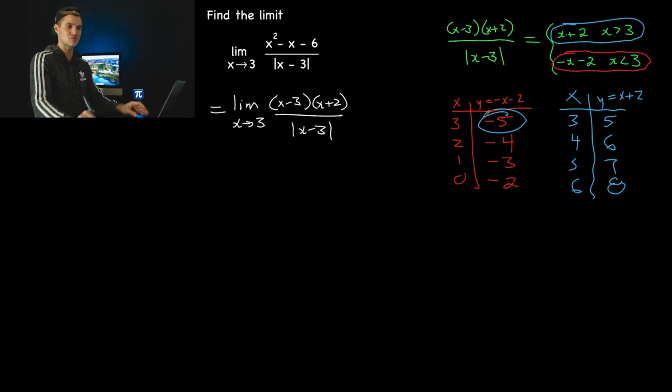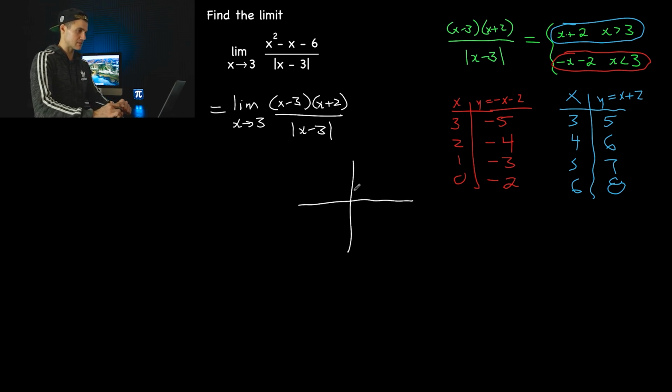So notice that these two values are different, and so the overall limit we know is not going to exist. But again, I just want to do a quick visual and show you how this is looking. Basically, this graph is just going to be a quick rough graph. At 3 and negative 5, that would be a hole there. And it's basically a line, if you were to graph this, that looks like this.